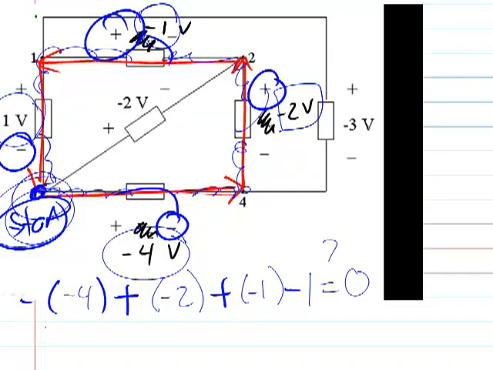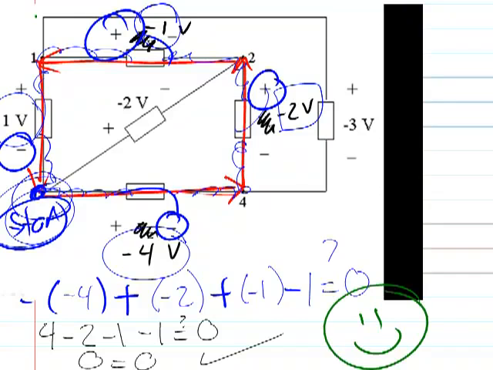Crossing our fingers, we've got minus a -4, which is 4, -2, -1, -1. Is that going to equal 0? Well, holy cow, it sure seems to. 0 equals 0, so that's good. We are inordinately happy now because that means we probably did everything right. Any closed circuit that you pick, these equations have to stay true, but it's just a good idea to pick one more random circuit and make sure that all your numbers work out. So now we can have a party.